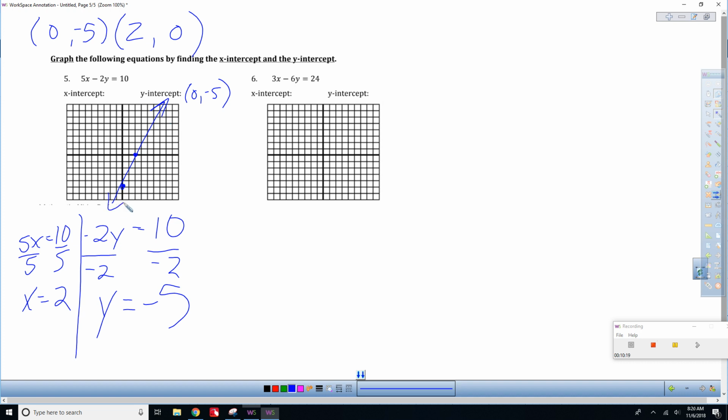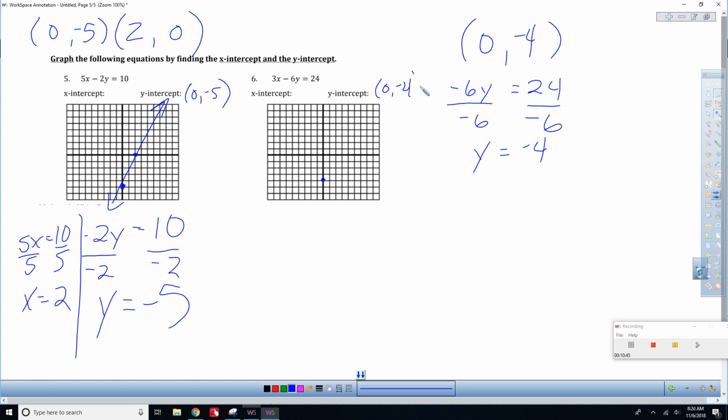Let's do number 6. So again, put in a 0 for x, see what happens. Let's see, you get negative 6y is 24. Divide each side by negative 6, and you get y is negative 4. So (0, -4) is our y-intercept. To find our x-intercept, put in a 0 for y. 3x is 24, x is 8.